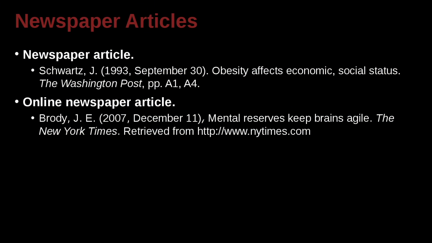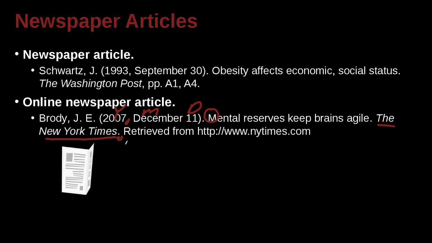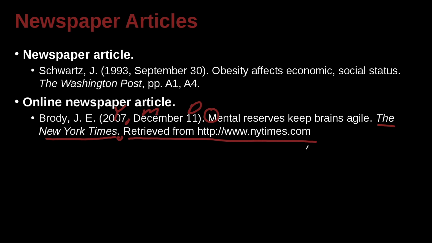How about an online newspaper? Again, very similar. We've got the name, we've got the year, month, day, with a comma over here. And then here we've got capital letter to start. This is the name of the article. Then here is the name of the newspaper, and we're over. Right there, that period's over. But then we add this retrieve from, and that's the website URL.